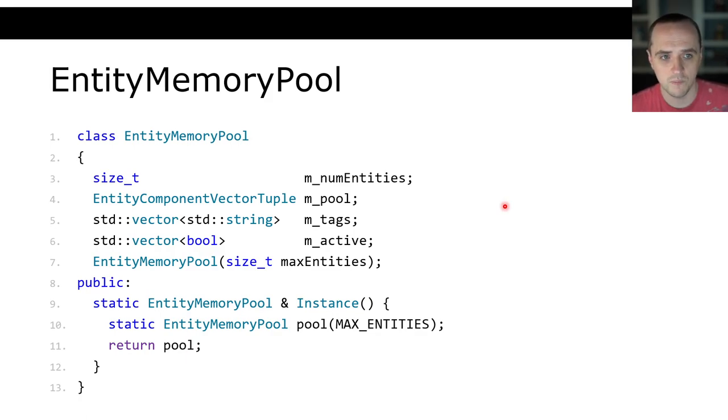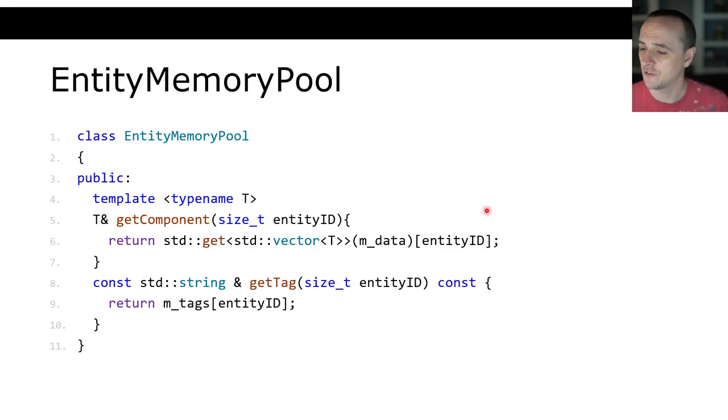All right. So inside our entity memory pool, we have functionality that lets us get an entity's component of a given type or other entity data such as the tag or whether or not it's active. So the code for that is like this. Inside memory pool, I would have a templated function on type name T, called get component, and we pass in an entity ID. So like an entity ID number three would be passed in here for the entity with ID three. And we would say standard get, standard vector of type T on M data, which is that tuple. And then that's a vector. So we look up that index, which is the entity ID, apologies.